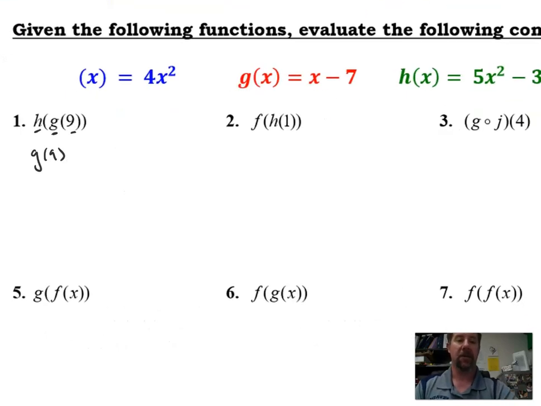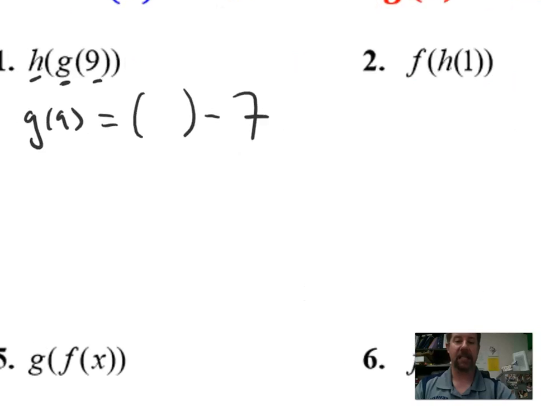Well, the g function, again, is x minus 7. So there is my x minus 7, but instead of an x, I'm leaving it blank, because in that blank, I'm going to plug in my 9, right? I'm going to plug in the 9. So g of 9 is 9 minus 7, or g of 9 is 2.